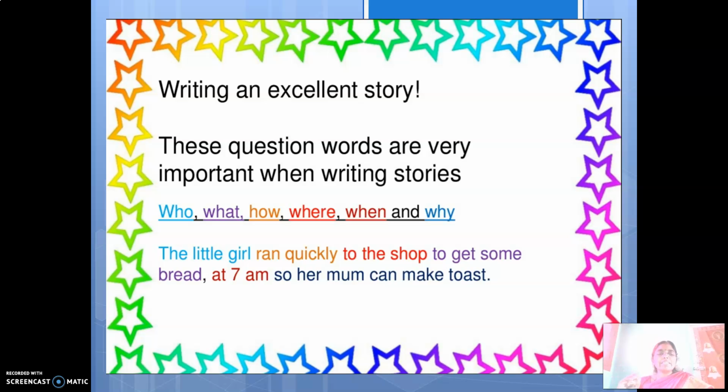First is, the little girl ran quickly to the shop to get some bread at 7 a.m. so her mom can make toast. Who? The answer is little girl. See the color combination which we have given. Light blue. Who? The answer is also in light blue so that you can relate these two words.